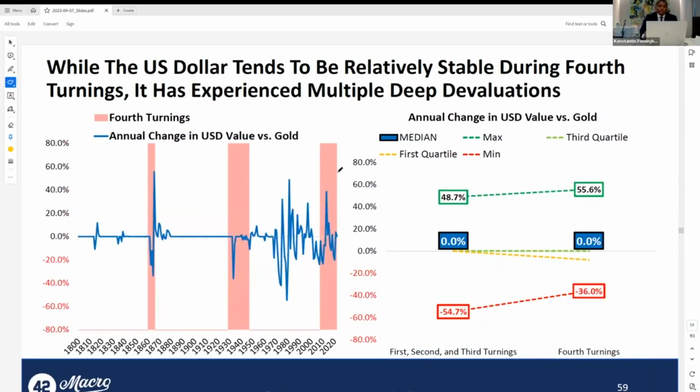The U.S. dollar tends to be relatively stable when you analyze it on a median basis in terms of its annual change versus gold. But we have seen some pretty sharp devaluations during fourth turning events. And so we expect not only financial repression, but also some currency debasement over the next decade as a consequence of these burgeoning sovereign debt deficits. Look at OMB projections, pick your institute projections of where the budget deficits and debts are headed. That's all very consistent with this fourth turning regime that we're currently in, and it's likely to persist for the next decade.